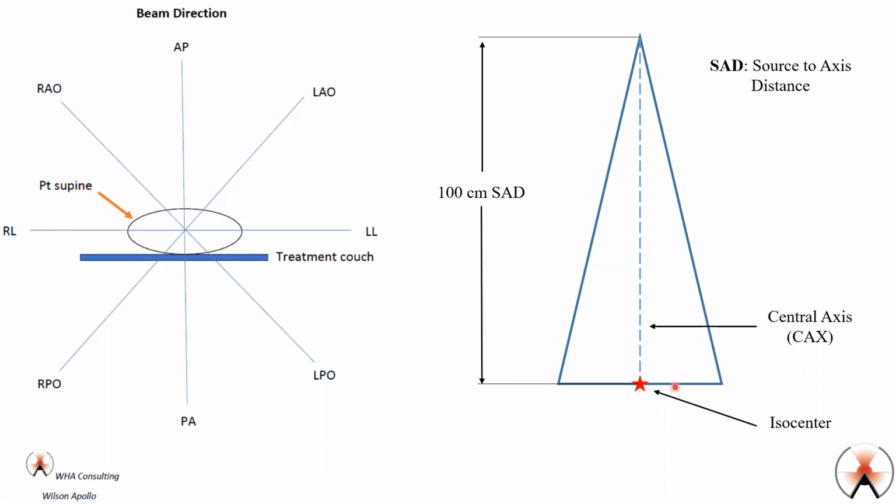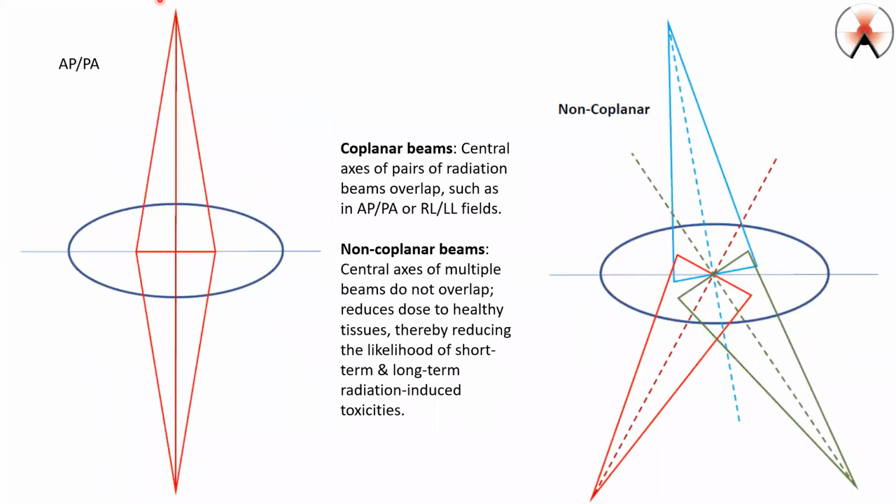Okay. And this is what I refer to as the distance from the point source inside the gantry to that imaginary point where the lasers converge in that treatment room. It's 100 cm. That's how the machines are calibrated. And the central photon within that beam, that conical shaped beam, we call it the central axis. So here's your AP/PA. Okay, there's your patient.